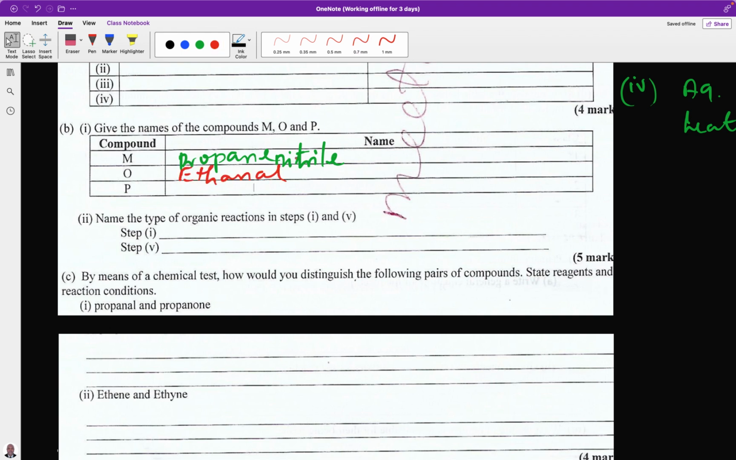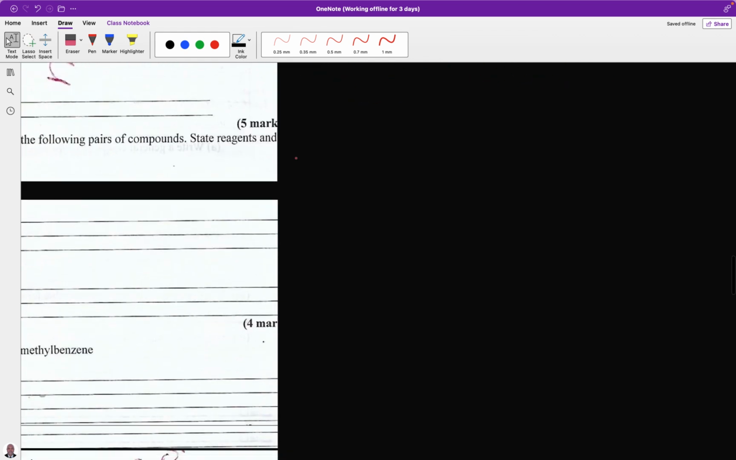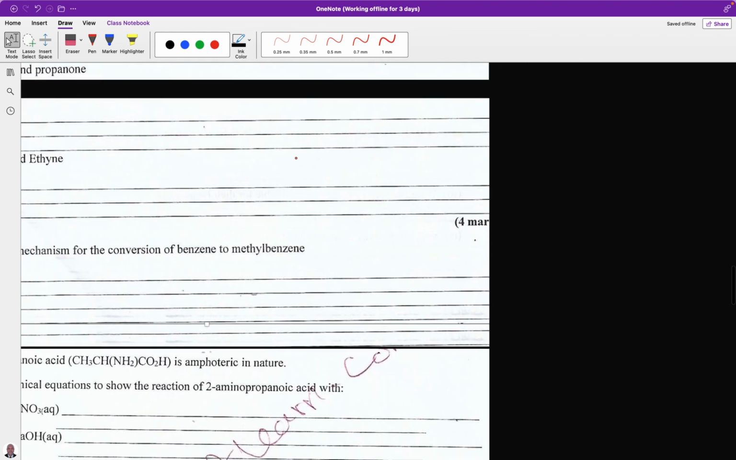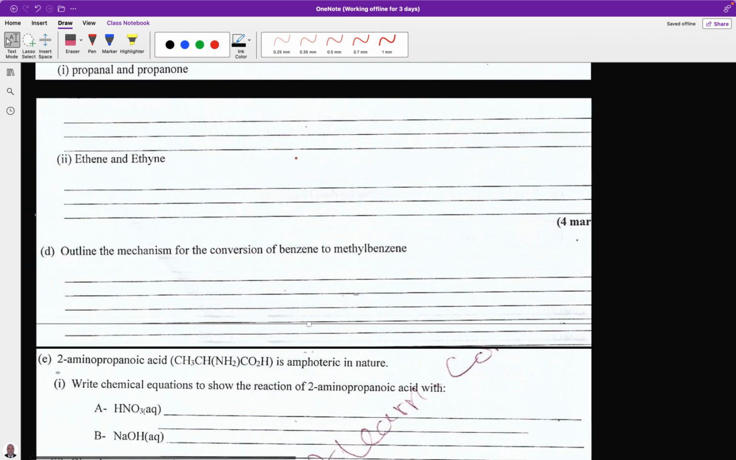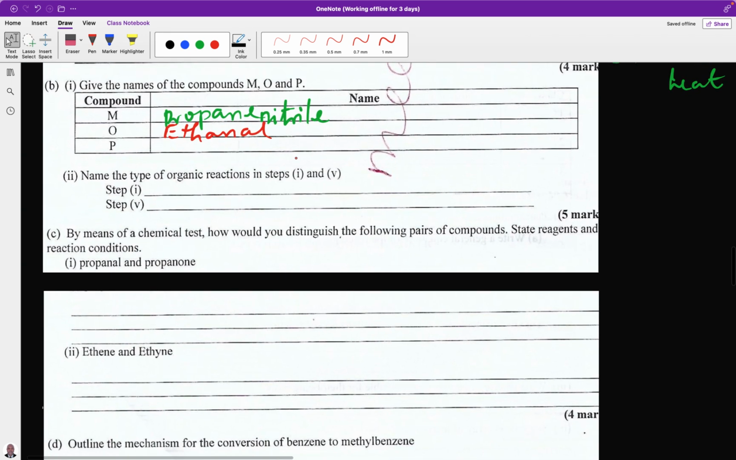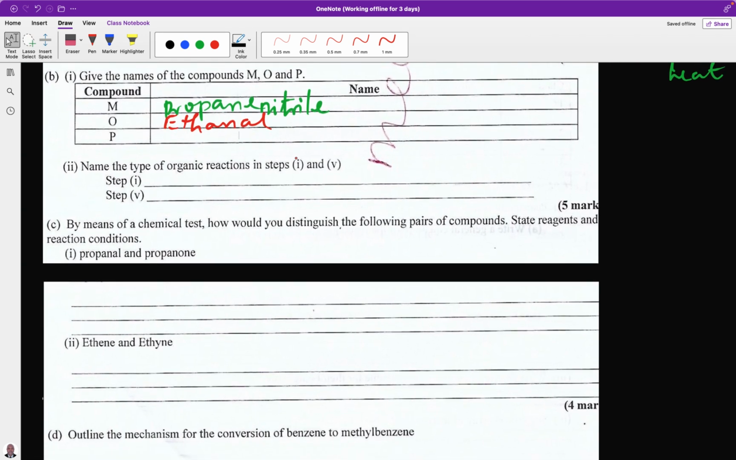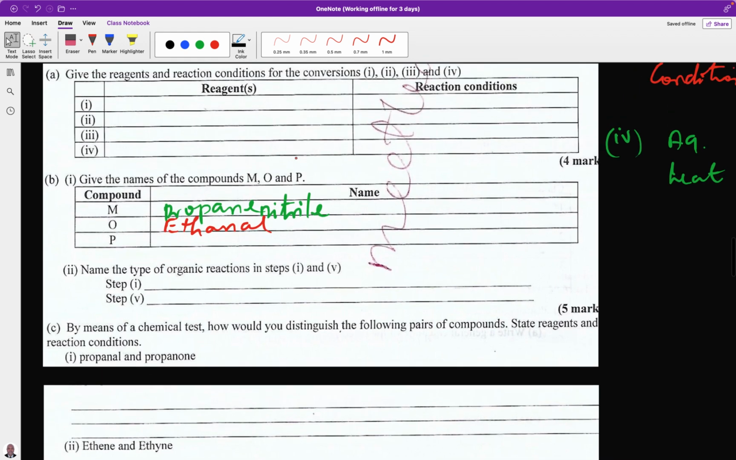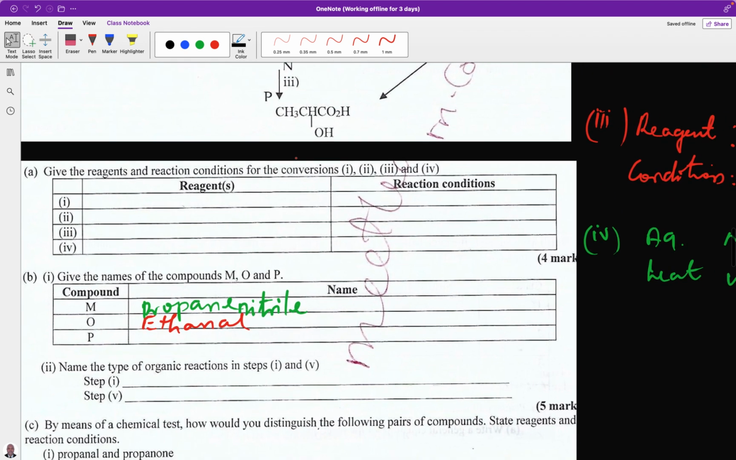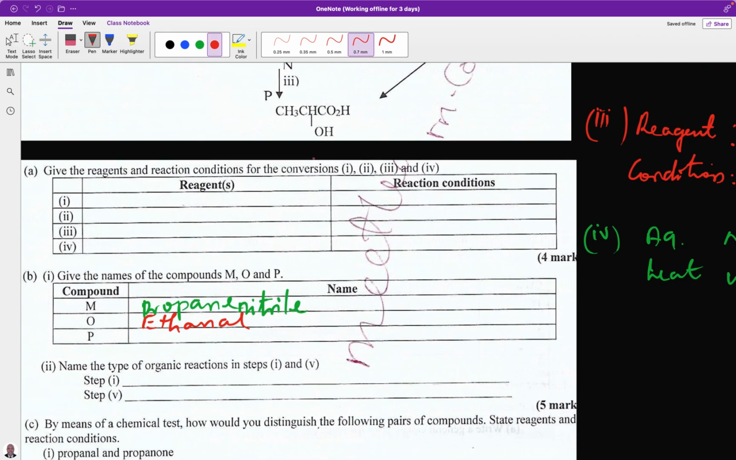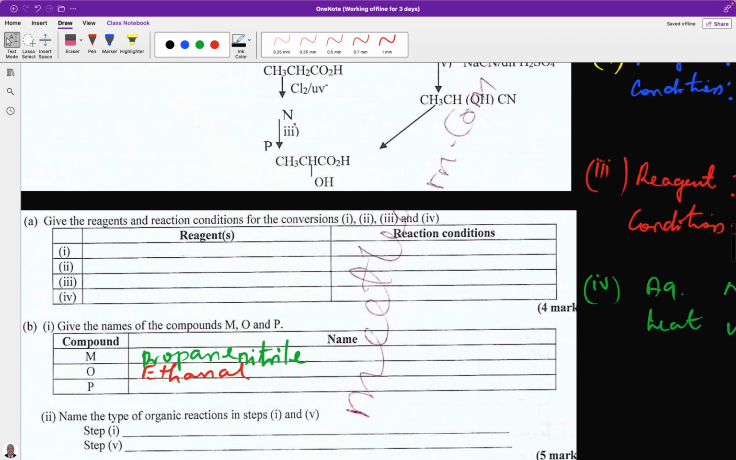Then compound P, oh, I've just wiped it off. Compound P, I say it is 2-hydroxypropane nitrile, as I just mentioned. This is the first carbon, second carbon, and the third carbon. We now say it is 2-hydroxypropane nitrile.